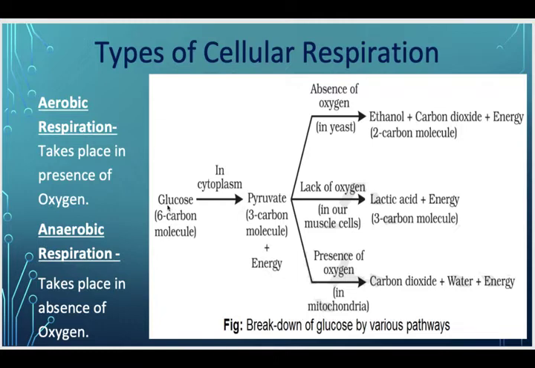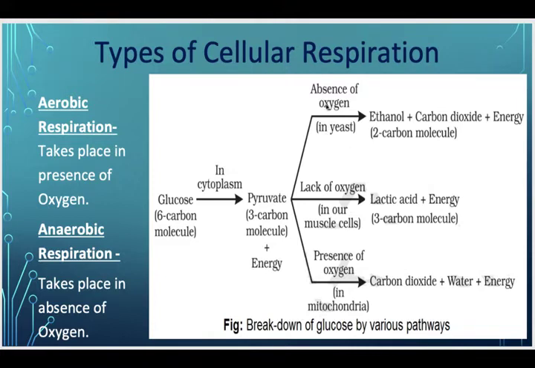The first step of glucose breakdown is that glucose inside the cell, which is a 6-carbon molecule, first of all in the cytoplasm of the cell, gets converted into or breaks down into pyruvate, which is a 3-carbon molecule, with partial release of energy also. This step is common in aerobic as well as anaerobic types of respiration, but after pyruvate formation, it further breaks down into three pathways. These are the three pathways.